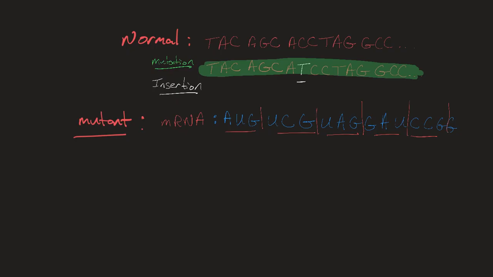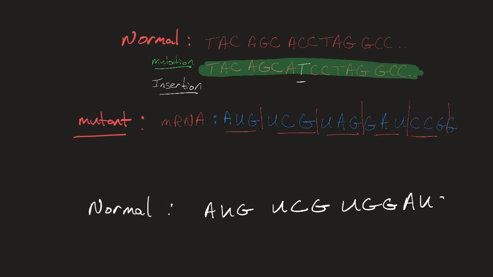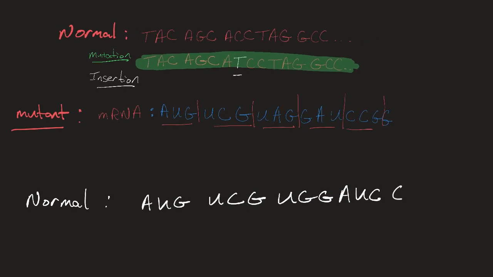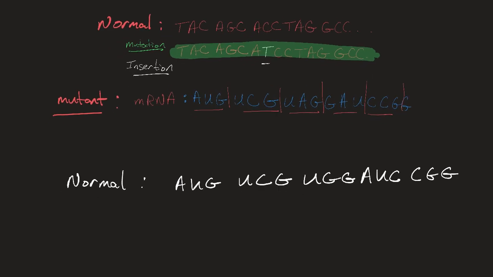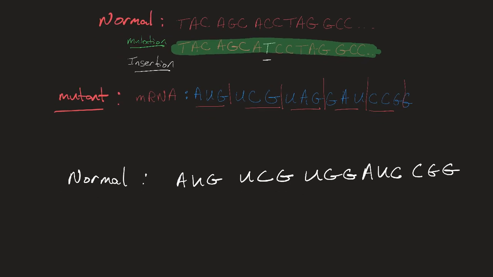So the non-mutant, I'm just going to call it normal. TAC would be AUG, it would be UCG, it would be UGG, it would be AUC, and it would be CGG. So that's what it would be. Now let's translate. That was transcription, right? So now we have our mRNAs. I'm going to divide into codons so I know where my codons are.